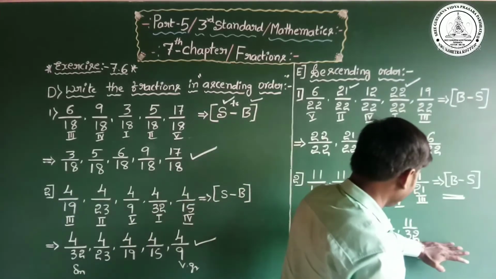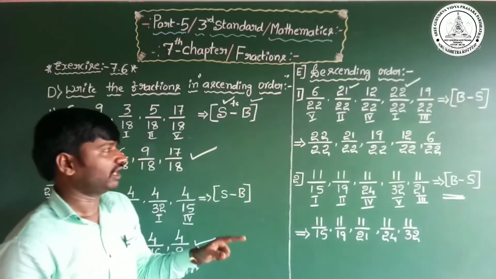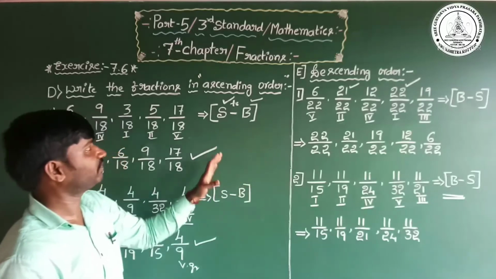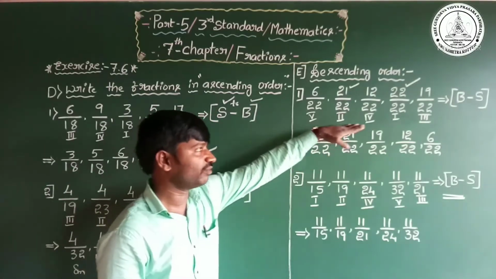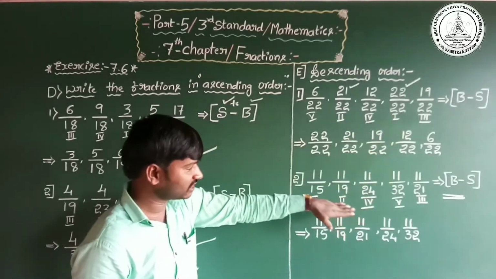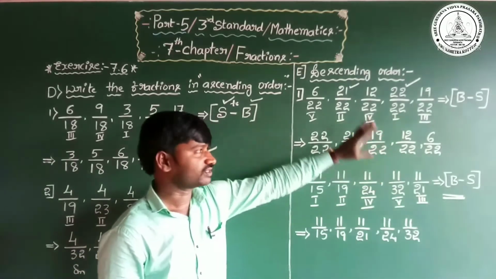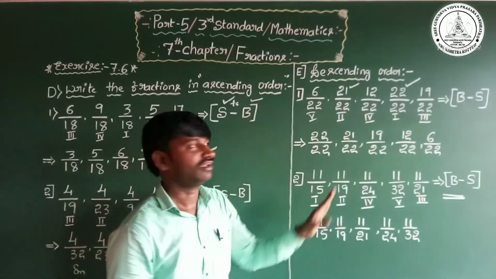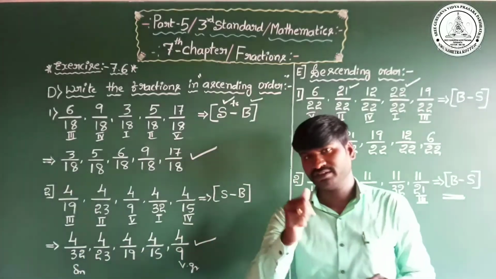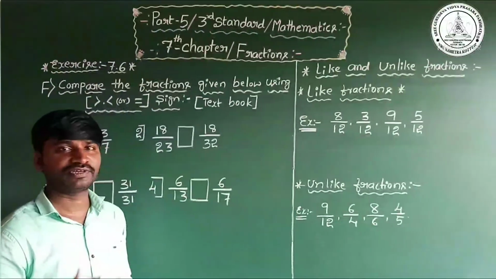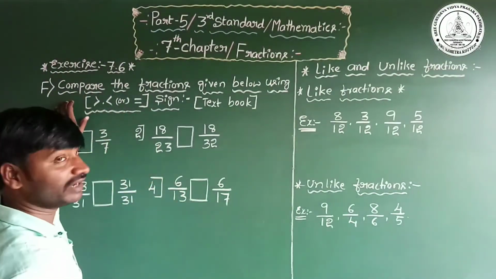Okay, dear student, are you clear? I hope you understand these concepts of ascending and descending order. In one example the denominators are the same, in another example the numerators are the same. So don't get confused by any problems here. Are you clear? Yes, move to the next one. Shall we move to the next one?